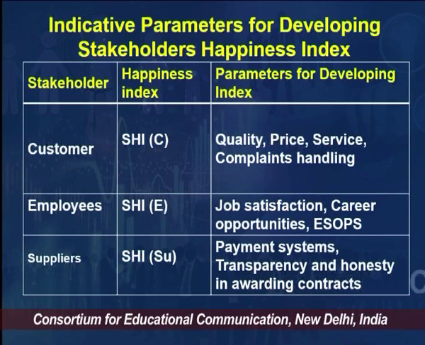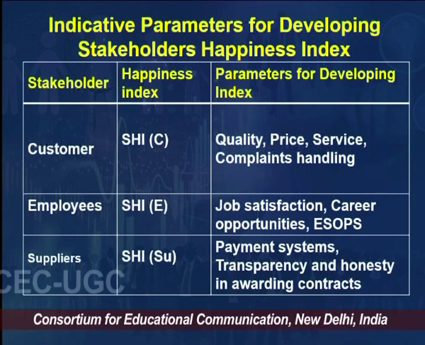So this is basically one of the components. If we take one stakeholder, their happiness index can be denoted by SHIC, and for developing that happiness index for customers, the parameters behind it are quality, price, service and complaint handling. Moving ahead to employees, in the same manner we would develop a happiness index. We can call it SHIE. E indicates employees, that is stakeholders happiness index for employees.